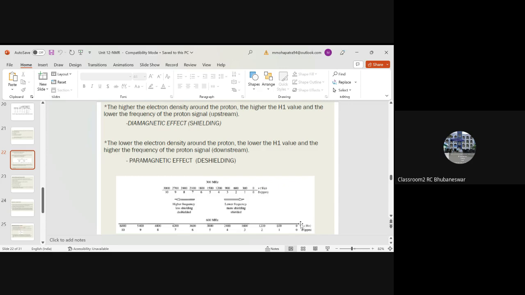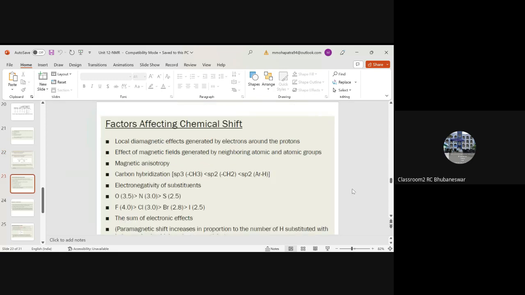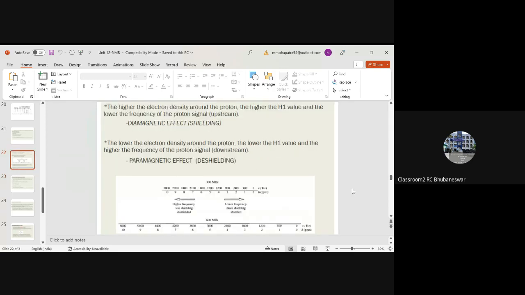But on its frequency scale, if it is moving to the higher frequency region, less shielding effect will happen, which means the proton is deshielded. And if it is moving close to 0 ppm, towards this side, then you can say it is moving towards low frequency, with more shielding effect, and the proton is shielded.